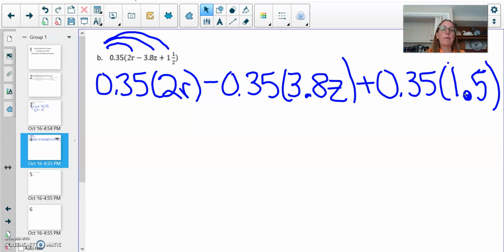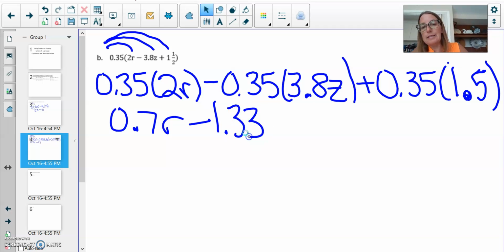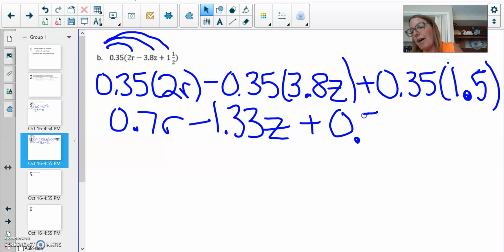Okay, now I'm going to multiply each term out. 3/500 times 2r becomes 7/10 r. I'm going to use my calculator to help me. 3/500 times 3 8/10, so I get minus 1 33/100 z, plus 3/500 times 1 5/10 is 5/25,000. And that's my simplified expression.